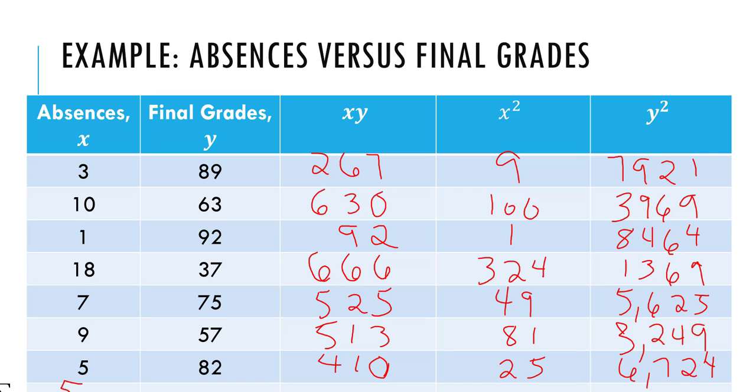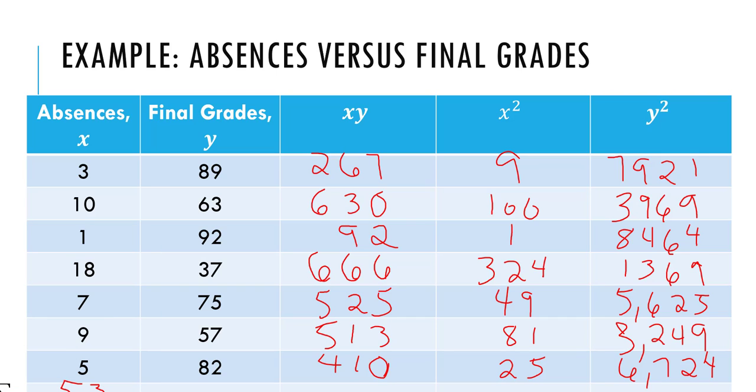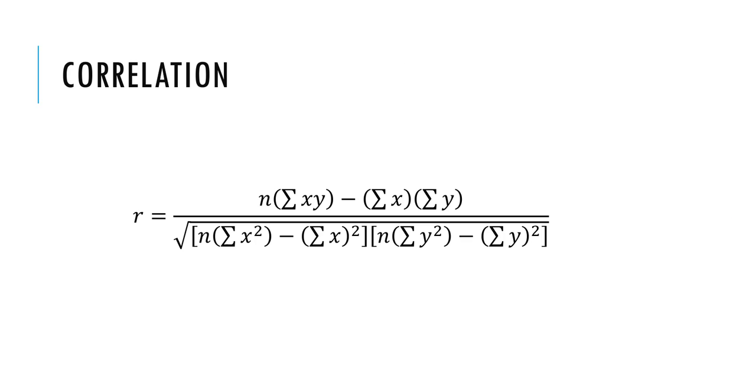Let's see if I can fit this in here. Okay, that's what I was afraid of. Sum of the y is 495. Sum of the xy, 3,103. Sum of the x squared is 589. Sum of the y squared is 37,321. Now, if you remember pretty well, this is the same formula we're going to work with.